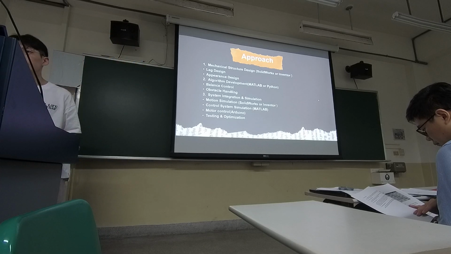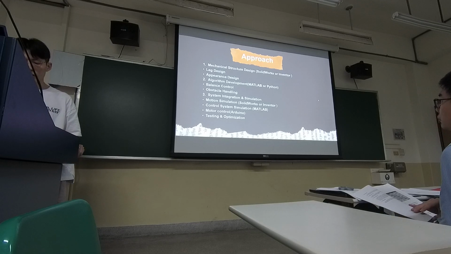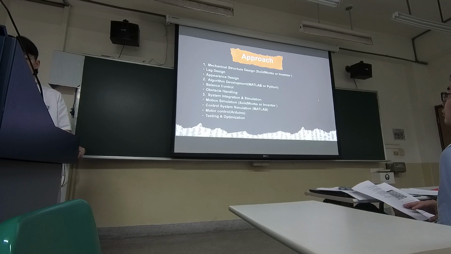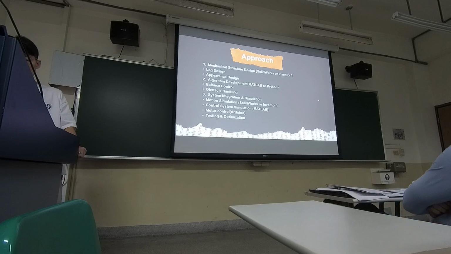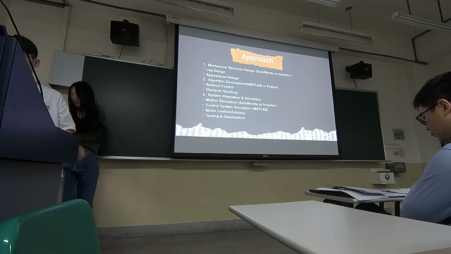Okay, so here are the approaches of our project. The first part is mechanical structure design. We'll use SolidWorks or Inventor. In leg design, we'll create a stable multi-leg structure to enable the robot to walk on uneven terrain while maintaining balance. In appearance design, we'll develop a load-bearing platform to ensure the robot can stably carry a load while keeping it stable during movement. And the second part is algorithm development.